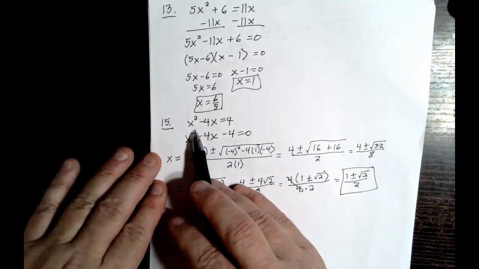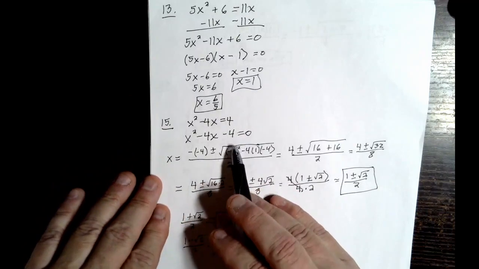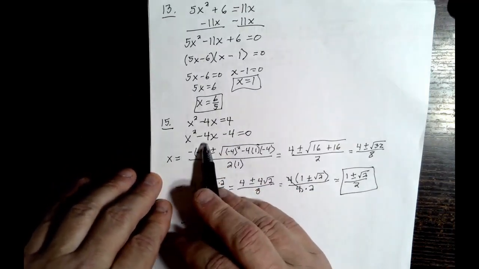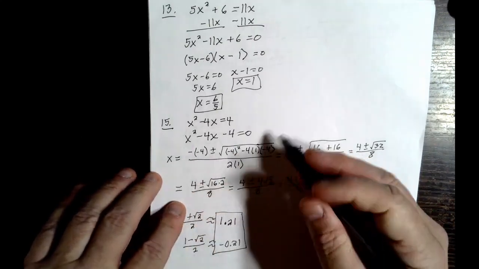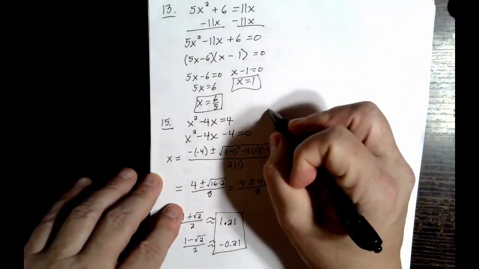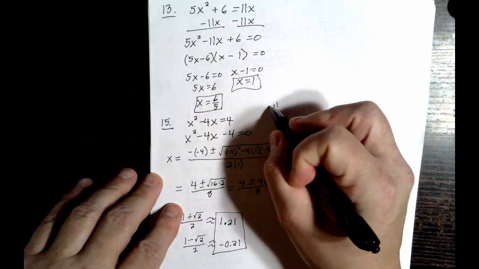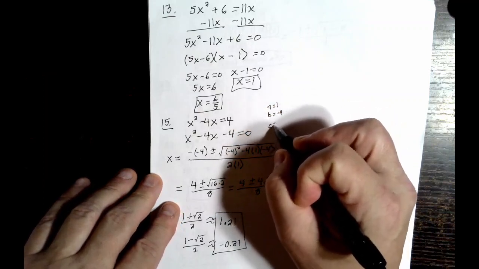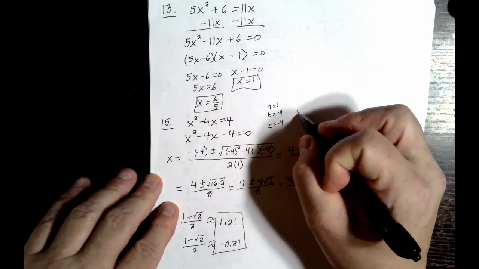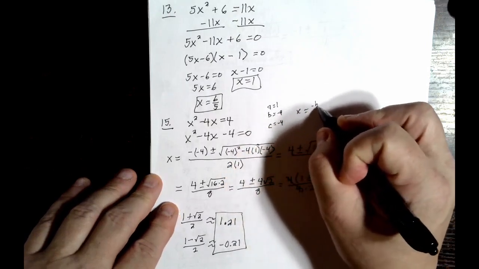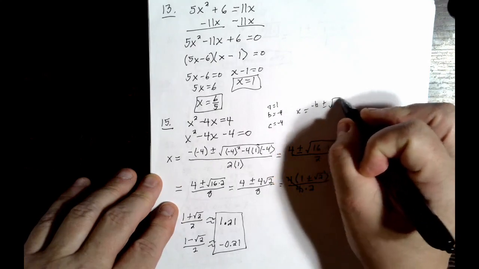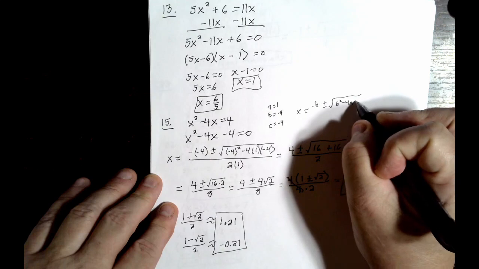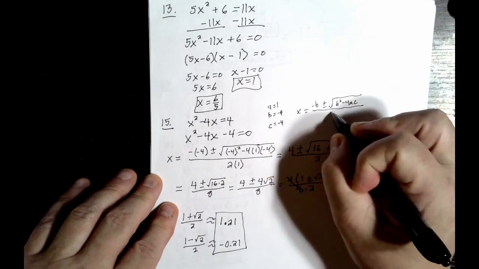And 15. This guy, you bring everything to one side, and they want you to use quadratic formula. So your A is 1, your B is negative 4, your C is negative 4. And the quadratic formula is negative B plus or minus the square root of B squared minus 4 times A times C all over 2 times A.